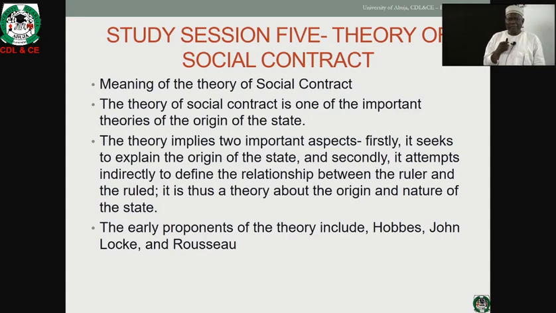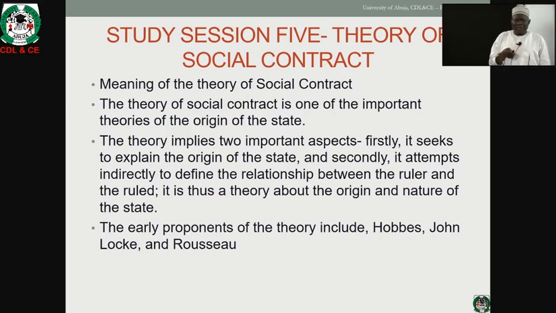You have two important points to note here. One, the theory seeks to explain the origin of the state. And secondly, it attempts to indirectly define the relationship between the ruler and the rule, between the citizens and the government. Government is just an instrument of the state. So it is important to note that this relationship between the citizen and the government defines the reason for the existence of the state itself.